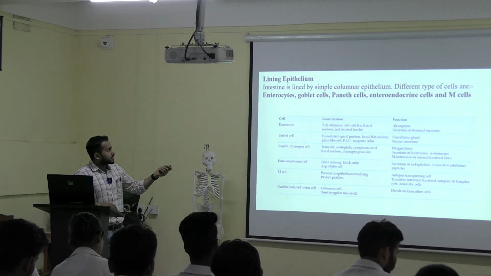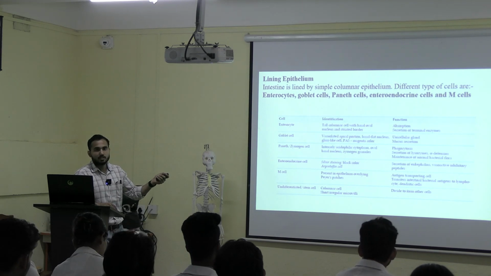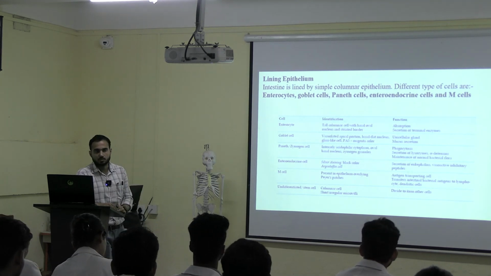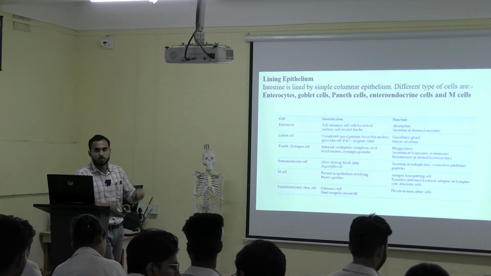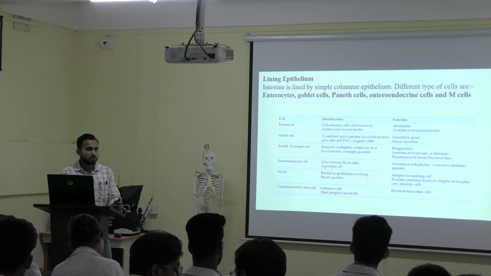So intestine is lined by simple columnar epithelium. After that, what you have to write? In a bracket, you have to write with microvilli, having microvilli and striated border. Okay. Next, different types of cells are present in the mucosa, different types of cells are present in the small intestine. Okay. What are those cells?